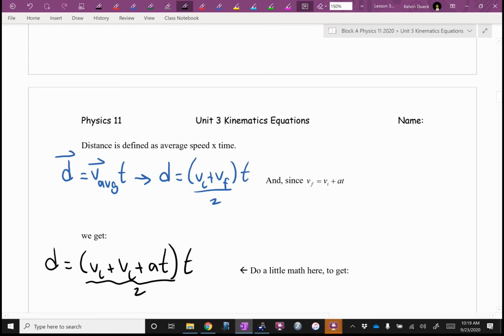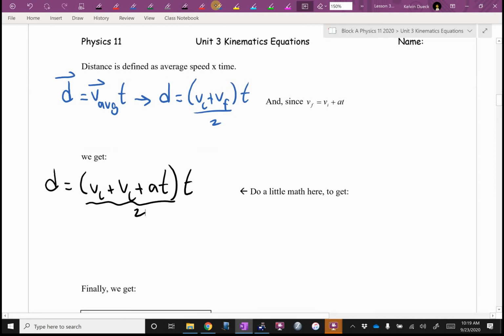Again, let me emphasize, I'm not going to ask you to derive this on a test or a quiz. This is just to show you where these equations come from. What's a better way to write 1 VI plus 1 VI? 2 VIs. I'm going to combine those like terms. D equals (2 VI plus AT) all over 2 times T.